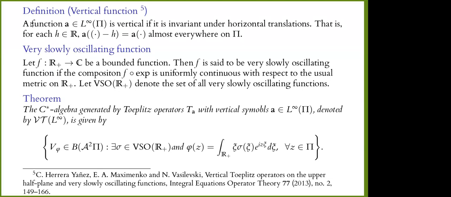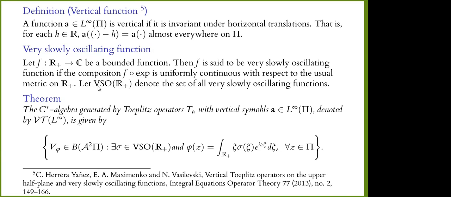So it is known that if A is coming from L infinity of pi, then it is a vertical function if it is translation invariant, real translation. And it was considered in a paper of 2013 that if we consider the C-star algebra generated by all the Toeplitz operators T suffix A, where A is a vertical function, then that C-star algebra was identified with the collection of all very slowly oscillating functions on R plus, where we say a function f from R plus to C is very slowly oscillating if the composition of f with the exponential function is a uniformly continuous function with respect to the usual metric on R plus.